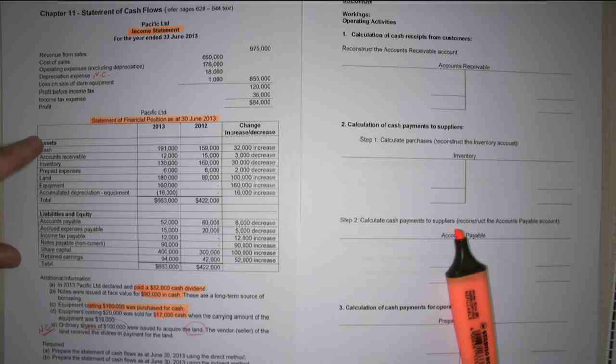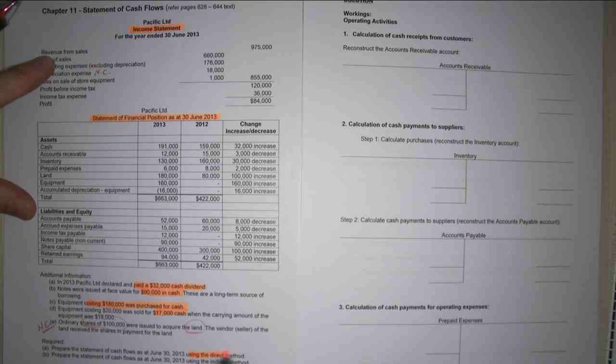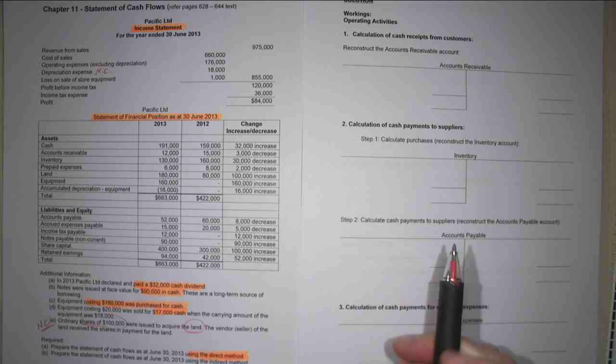And it says here, part A is prepare a statement of cash flows as of the 30th of June using the direct method. Now we're going to focus on the direct method because that's the method we use in the exam. We may take a look at the indirect method, but yeah.